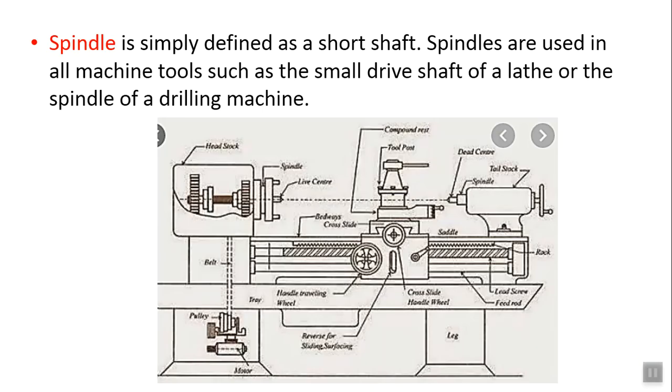wagon. Next is spindle. A spindle is simply defined as a short shaft. Spindles are used in all machine tools, such as the small drive shaft of a lathe or the spindle of a drilling machine. You can see over here the photograph of a lathe machine. Here this particular member is known as the spindle, which is a very small shaft. It also supports the gear assembly. You might have seen this when you have operated a lathe machine.